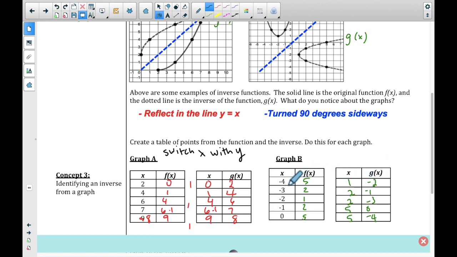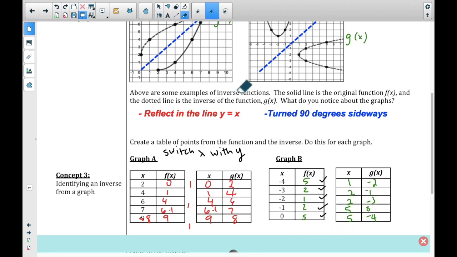So here I have a point (-4, 5). Here I have the point (5, -4). It switched it, didn't it? So that one does. (-3, 2). Here I have the point (2, -3). That one also switches. (-2, 1) is here, (1, -2). Okay, so they're all switching. So yes, it does switch the x with the y.